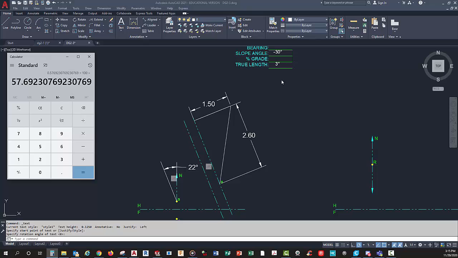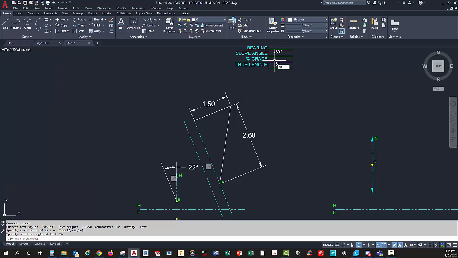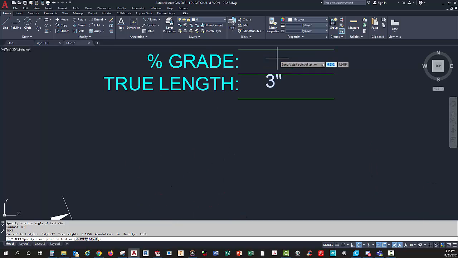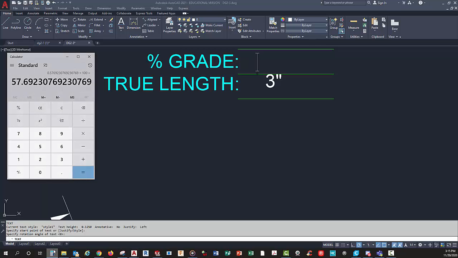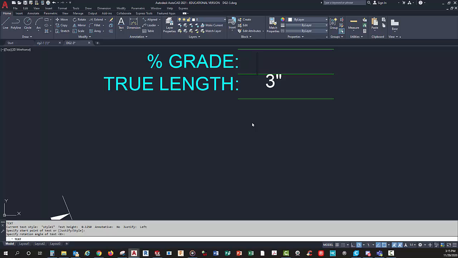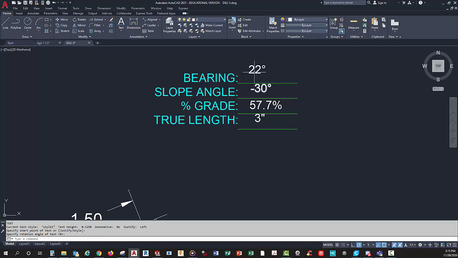Okay? So I'm going to come back over here. I'm going to hit dtext again and pick my start, enter, because I want it to be 0. And what did I say it was? Let's go back and look. 57.7. 57.7%. Enter, enter. There it is. All right. So I'm going to be kind of anal here and fix these because I like it a little bit neater.